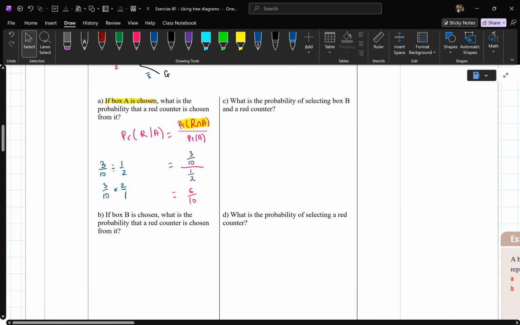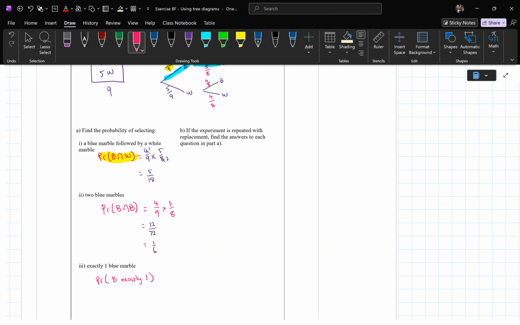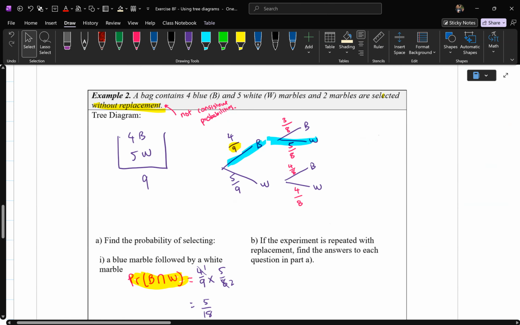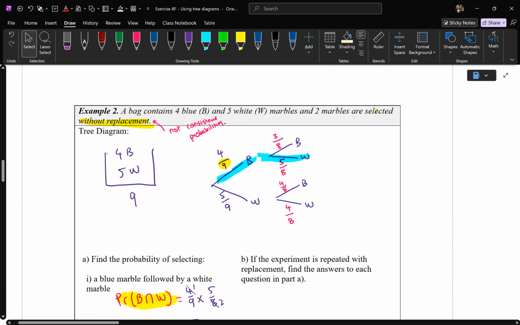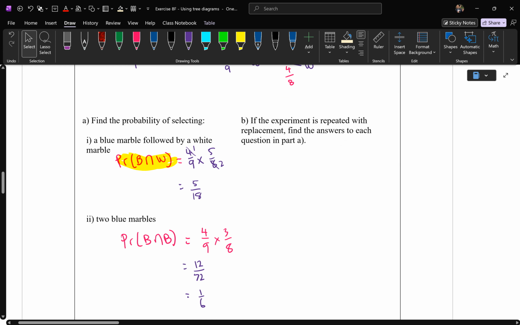If box B is chosen, what is the probability that a red counter is chosen from it? I'm going to pause the video. I missed a whole lot of recording, so if you're watching this now, you may want to just copy the answers. Pause, copy, pause, copy.